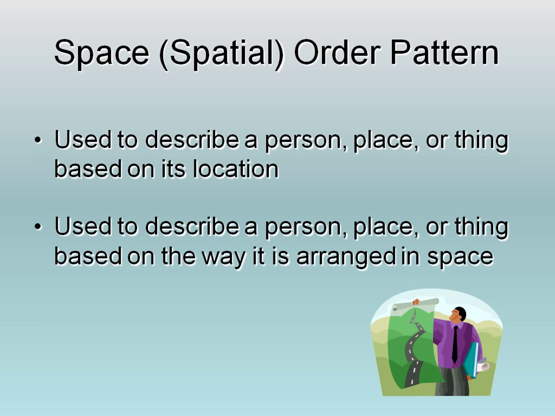In the space order pattern, the writer often uses descriptive details to help readers create vivid mental pictures of what the author is describing. An author may choose to describe an object from top to bottom, from bottom to top, from right to left, from left to right, from near to far, from far to near, from inside to outside, or from outside to inside.